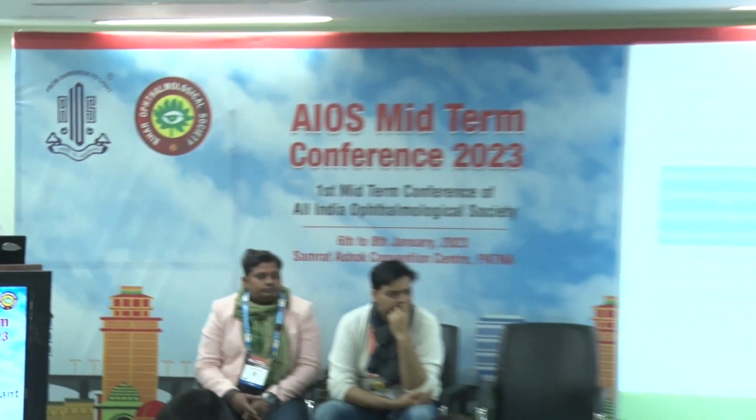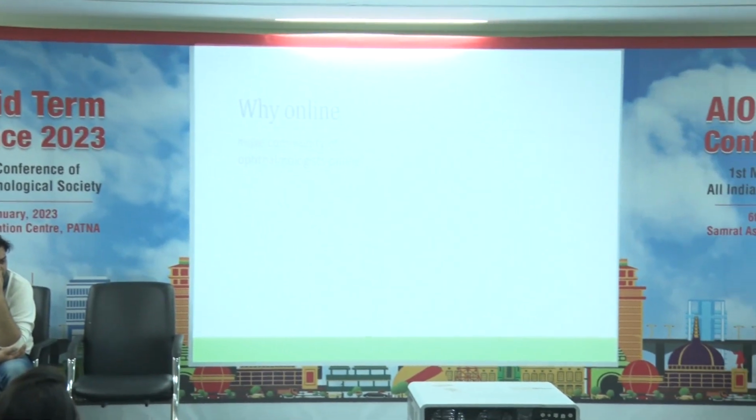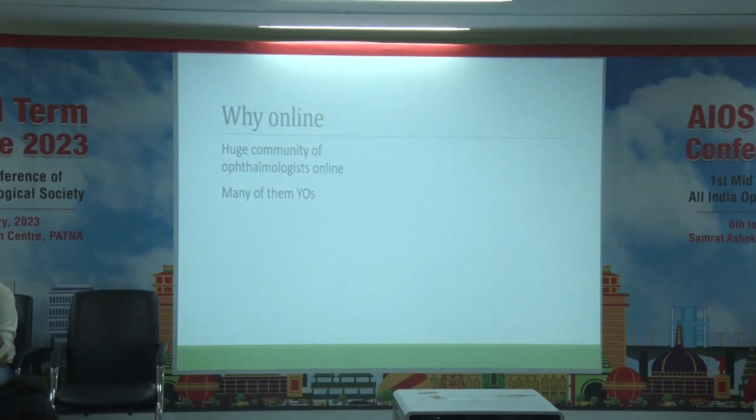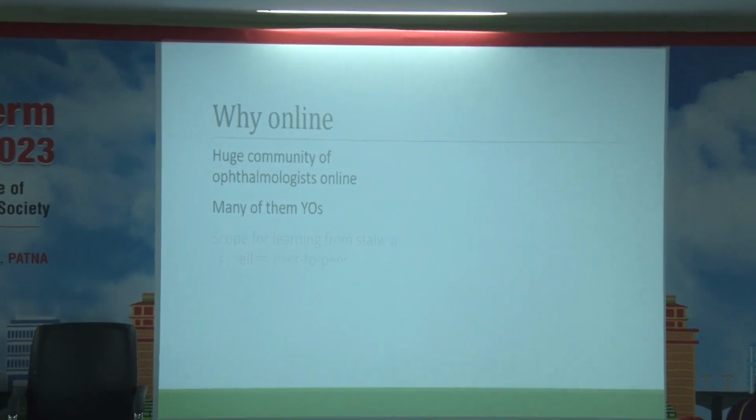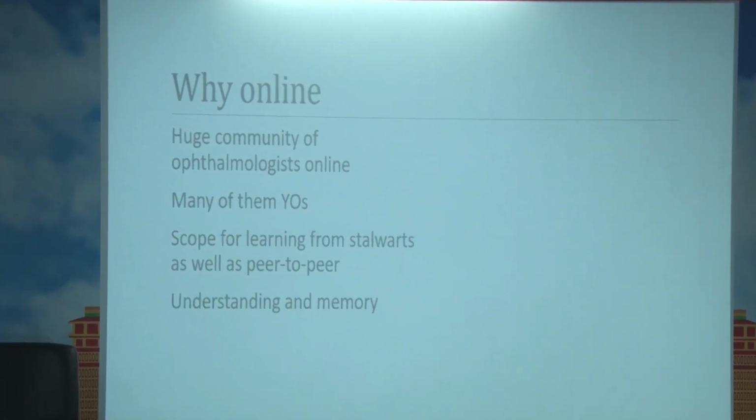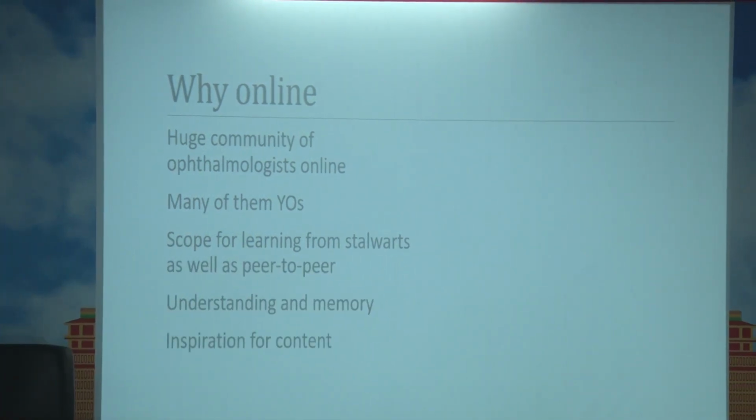And this can only happen if you gather information from around the world and have a global outlook with local relevance. Why online? There's a huge community of ophthalmologists online, and many of them are young ophthalmologists. You have scope for learning from stalwarts as well as peer-to-peer. You have scope of improving your understanding and your memory, and you have inspiration for your content that you can use for your presentations and your teaching.